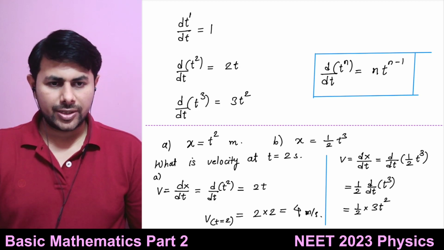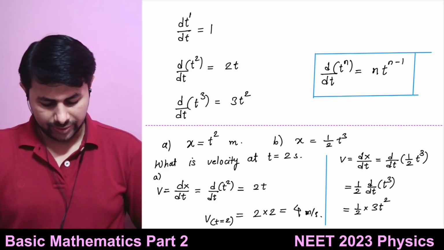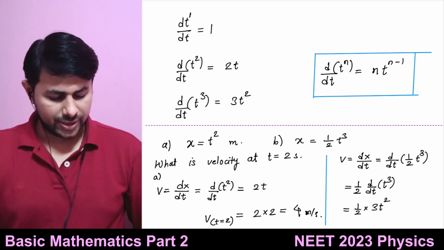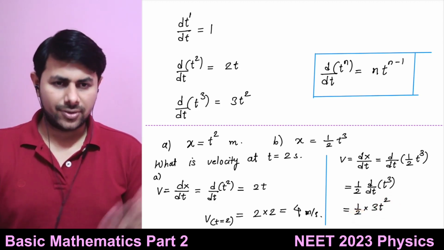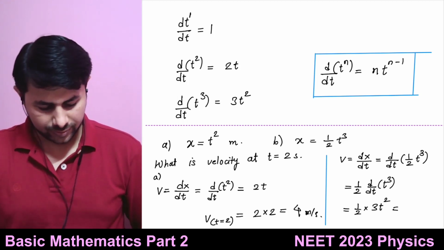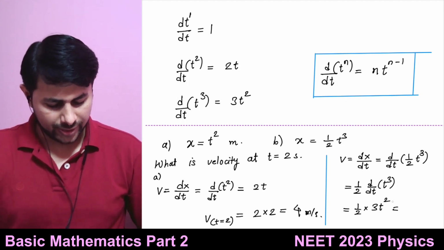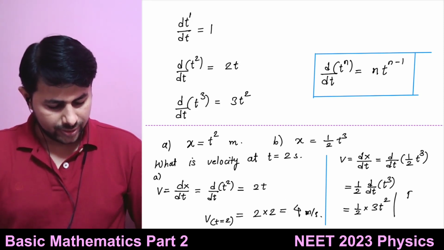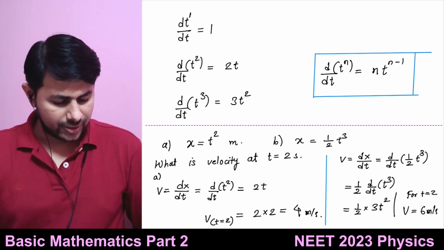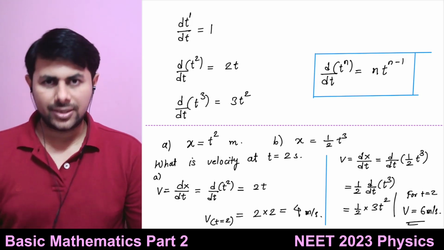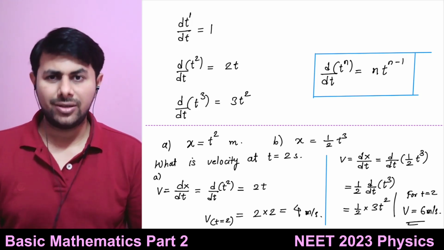When t equals 2, t square is 4. 4 times 3 is 12, 12 by 2 is 6. Good, 6 meters per second. So this is 3 by 2 t square, and when t equals 2, v equals 6 meters per second. So you understood how to find the instantaneous velocity given x in terms of t.